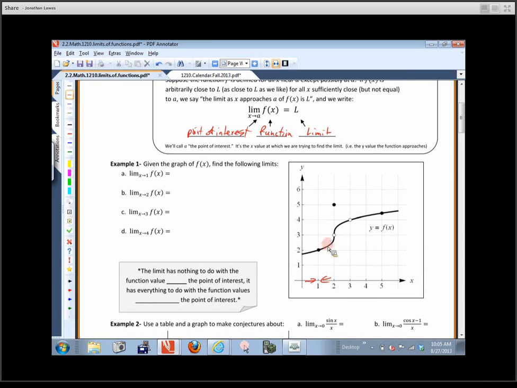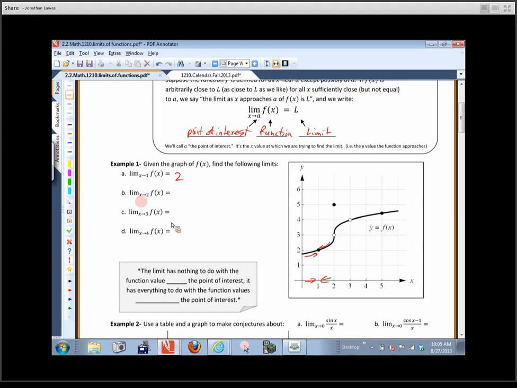So if we look up here, the function values are getting closer and closer to this point as we come from the right. And from the left, they're getting closer and closer to this point. Okay? So what's the limit here? 2. Okay, the limit is 2. It's approaching 2 from both sides. The function values are approaching 2, from above here and below here, as the x values get closer and closer to 1 from either side.